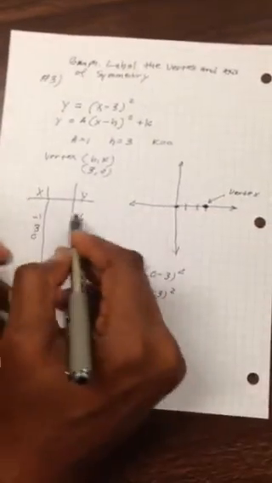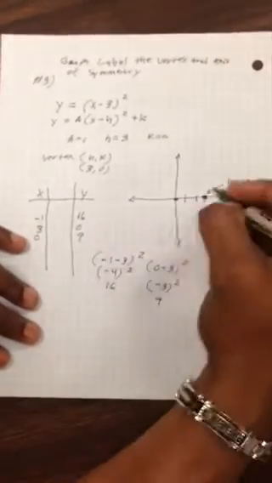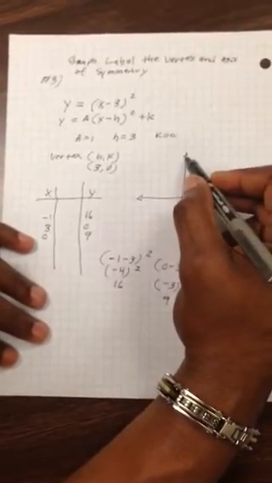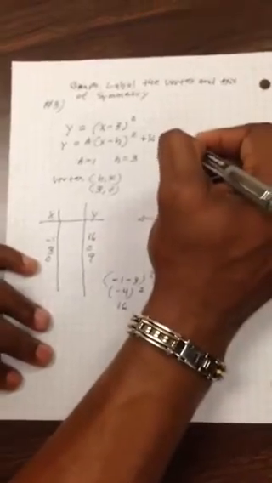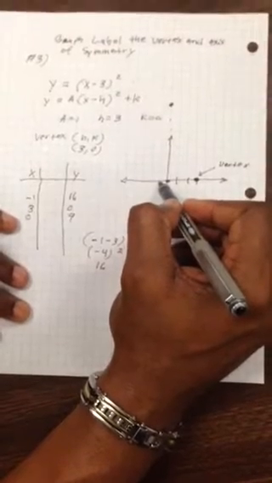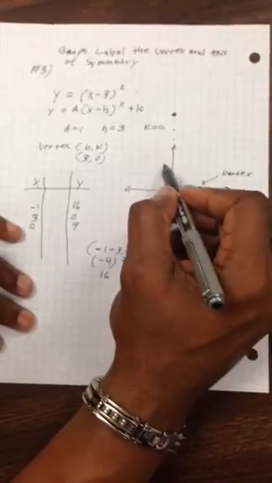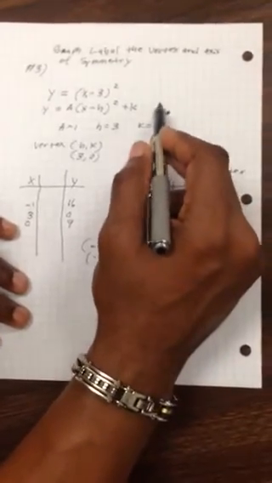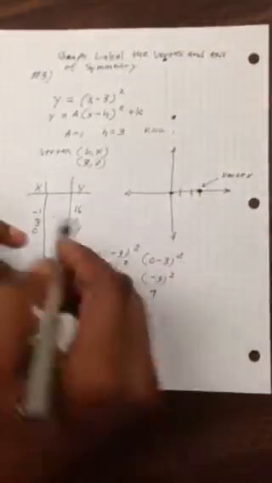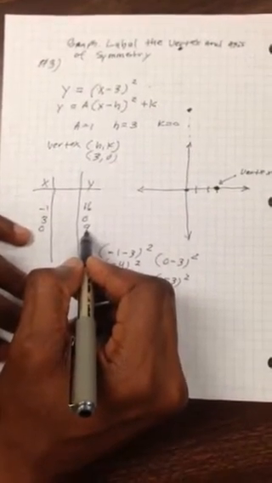Now all I have to do is plot these 2 points. So I'm going to go (0, 9). 0 is here, and 9 is up here: 1, 2, 3, 4, 5, 6, 7, 8, 9. Then (negative 1, 16): 1, 2, 3, up to 16. Okay, wait a minute. So I went negative 1 and 16, and I went 3 and 0, 0 and 9.